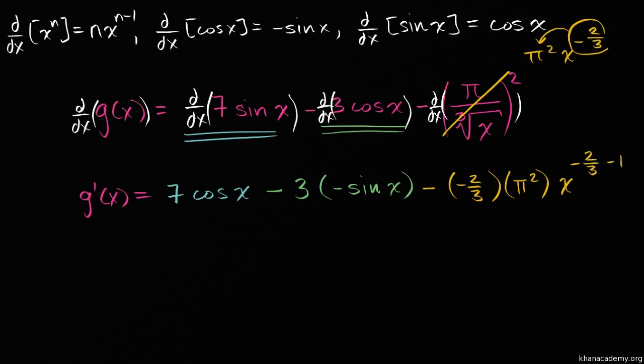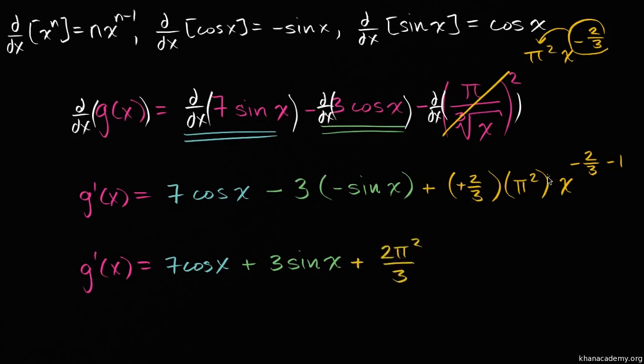So what is this going to be? So we get g prime of x is equal to 7 cosine of x. And let's see, we have a negative 3 times a negative sine of x. So that's a positive 3 sine of x. And then we're subtracting, but then this is going to be a negative. So that's going to be a positive. So we can say plus 2 pi squared over 3, that's that part there, times x to the, so negative 2/3 minus 1, we could say negative 1 and 2/3, or we could say negative 5/3 power, and there you have it.